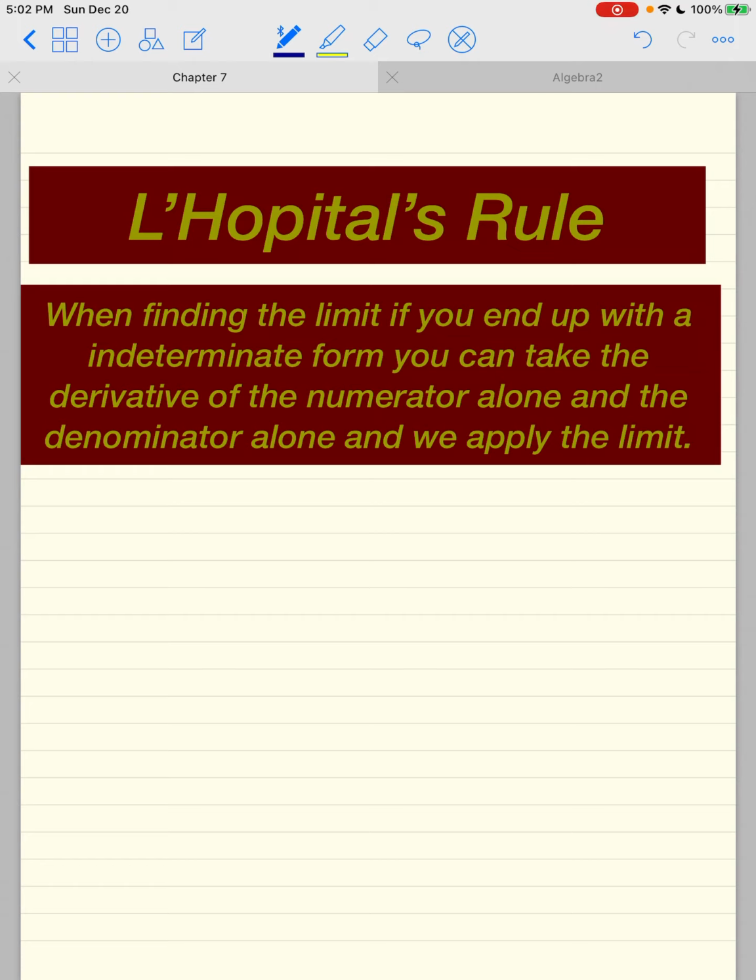So an indeterminate form would be 0 over 0, or infinity over infinity, or negative infinity over negative infinity, and so on. Those are called indeterminate forms. So in order for us to use L'Hopital's rule, you need to get one of these three, okay? So let's try an example. It's actually very simple, but some of them can be really challenging to get in this form, okay?